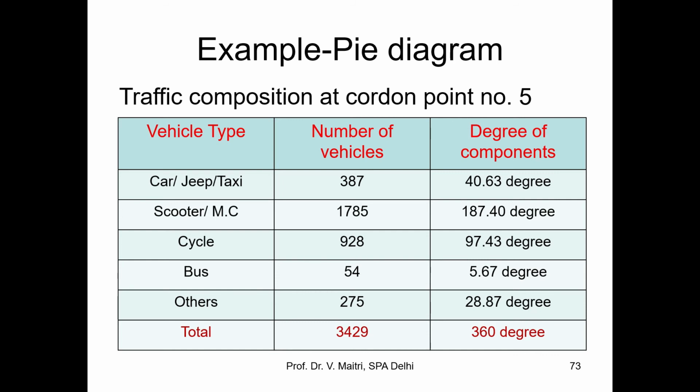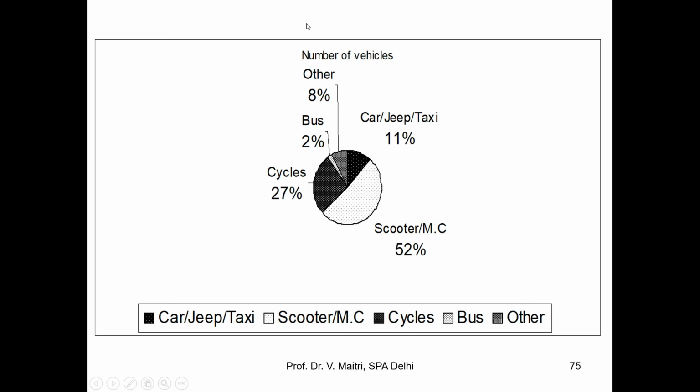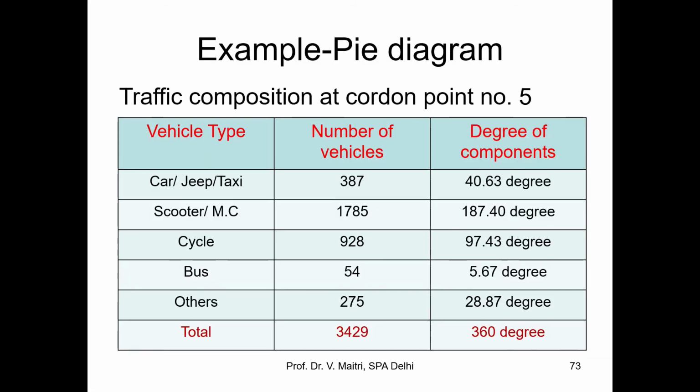Examples are the traffic composition at cordon point number 5: car, gypsy, jeep, taxi, etc., number of vehicles. We have already calculated the degrees according to that formula, coming to 360 degrees. Or we can also present the percentage of each component, which totals 100. It is up to us. Either you give percentage format or you give values. Here we are going with percentage format. You can take a percentage or you can take a degree, any of these you can present.